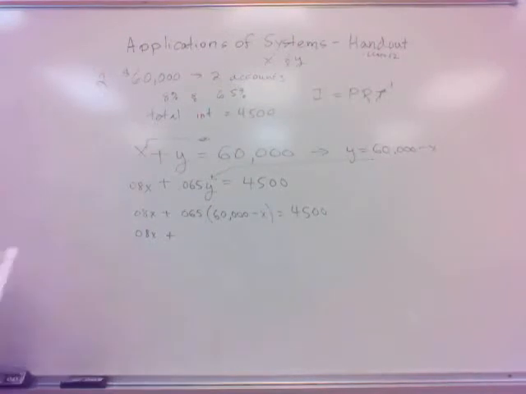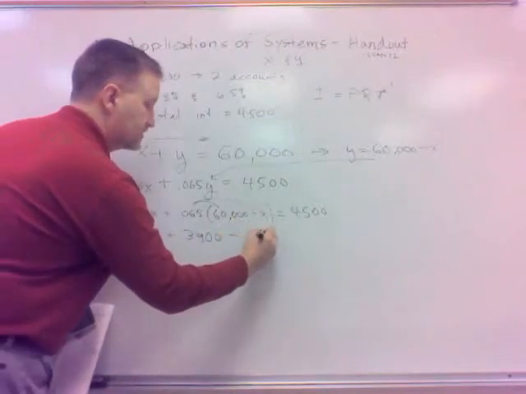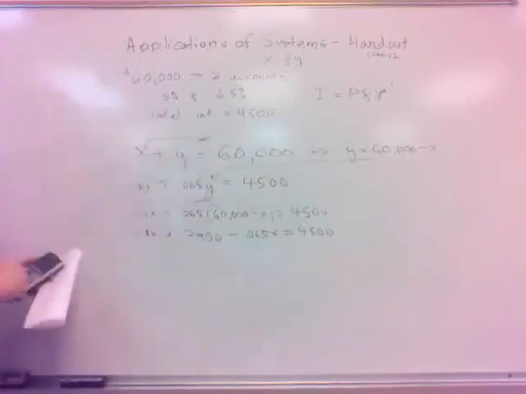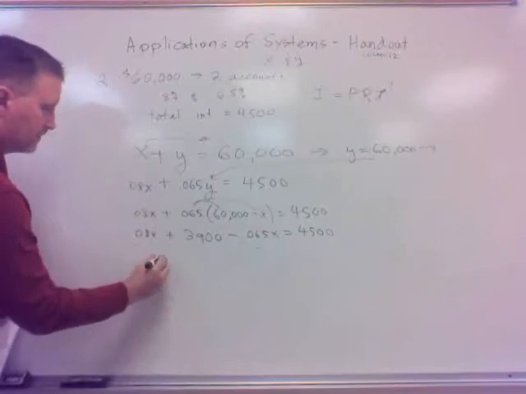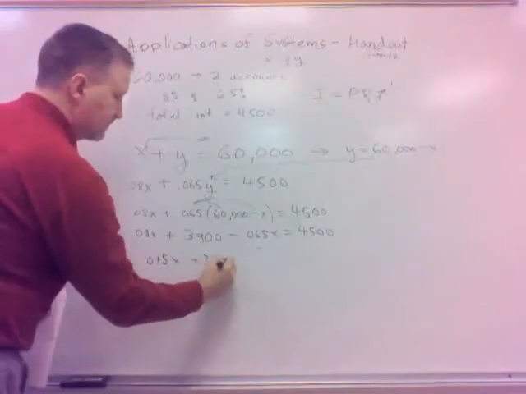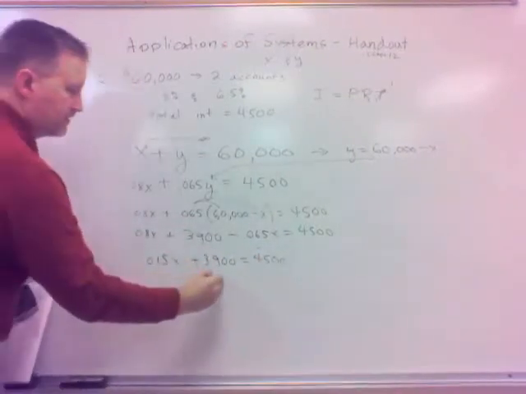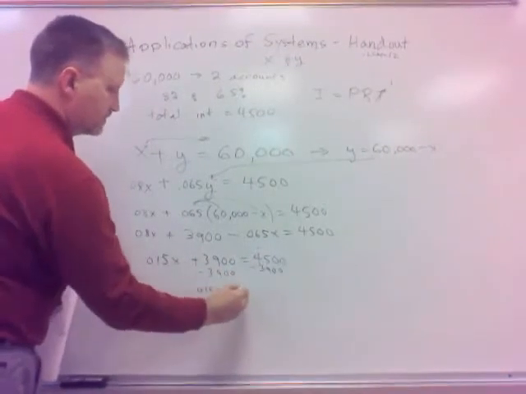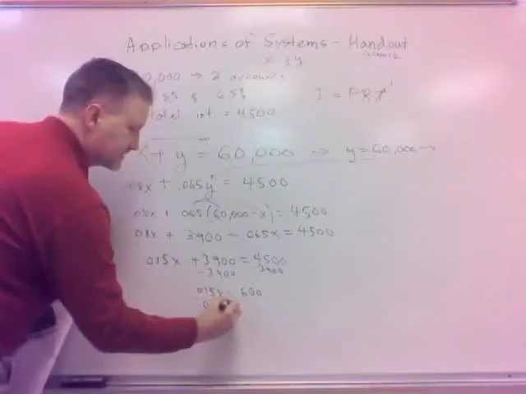I get 3,900. I'm going to multiply that, and then I'm going to multiply that. I get minus 0.065X. That equals 4,500. I've got X terms, so combine those. That would be 0.015X, 0.08 minus 0.065. Subtract the 3,900, and so 0.015X would equal 600. And then divide off the 0.015, and we got our X.